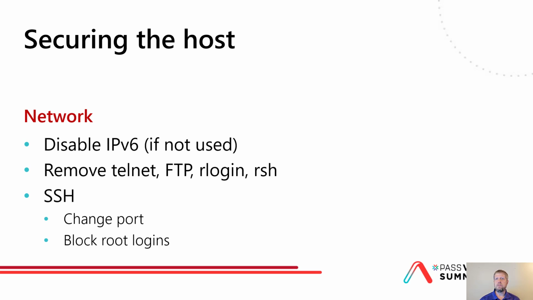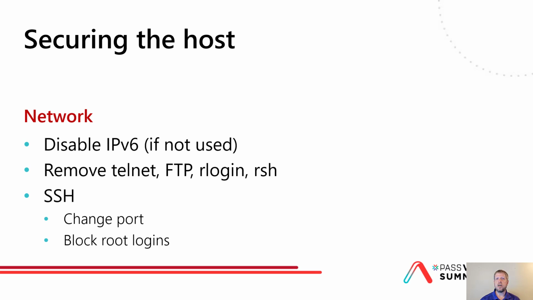However, IPv6 is enabled by default in most distributions of Linux as well as Windows. And if it's not used, then it can be used as an attack vector, because an attacker can hide his traffic if it's not on an IPv6 pathway if it's not being actively used. You want to remove the services such as telnet and FTP, rlogin, RSH if you don't use them. Again, these are methods of an attacker using an unused service to be able to sneak past your defenses.